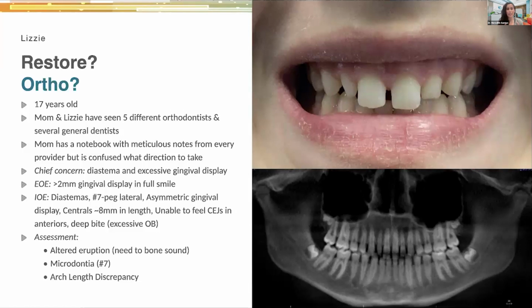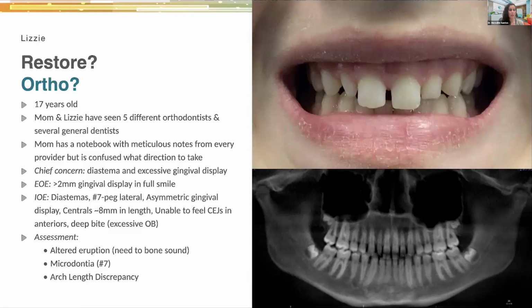But if we're just going to have to restore these teeth in the end, I'm thinking we just skip the ortho and we just go to restorations. But she wants the 30th opinion. So she comes in to sort of talk about that. So we do our evaluation. And mom also mentions she has some concerns about the gingival display, in addition to the diastema and the size of the teeth, particularly number 7 is what's really bugging them.